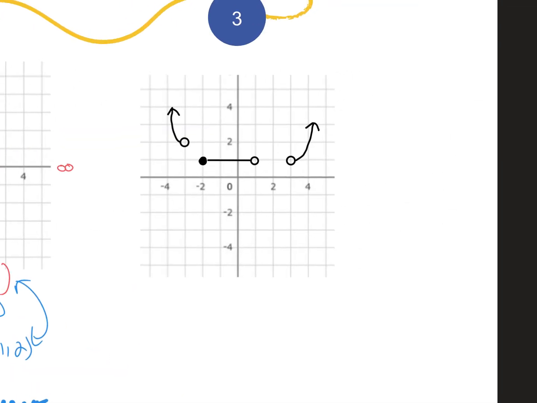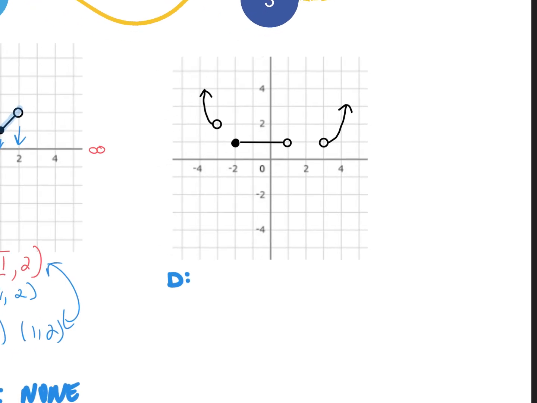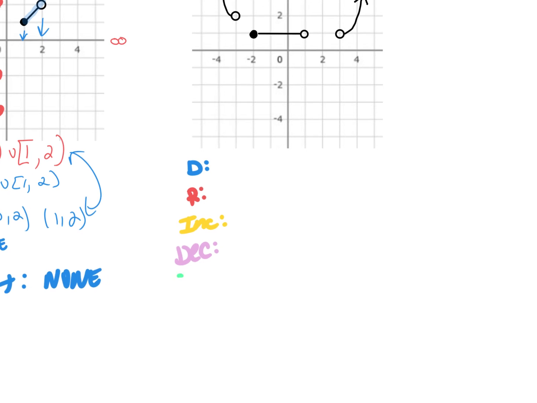All right, let's look at the last one. This one's a little bit harder. So we've got domain. Let's go to range. Increase, decrease, and constant.